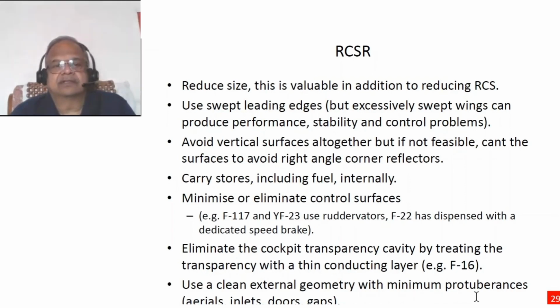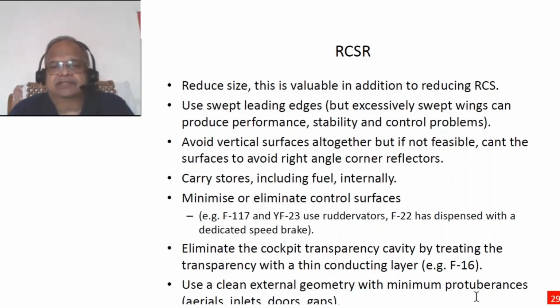One is reducing the size. This is a valuable addition to reducing RCS. If the overall size of the aircraft is reduced, then the chances of reflection are lower. We can say it's almost intuitive. It's a lot easier to look at a huge object compared to a slightly smaller one.